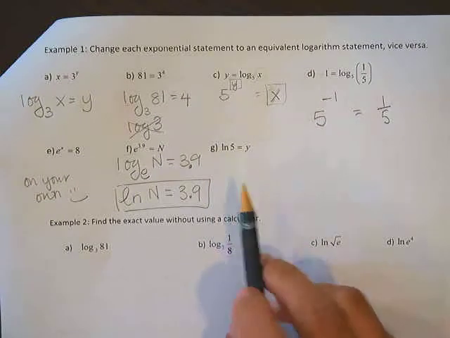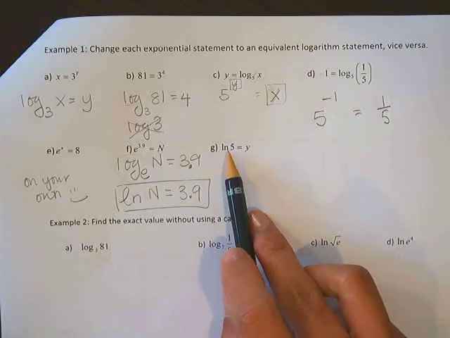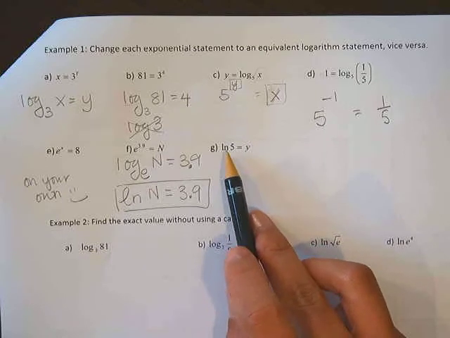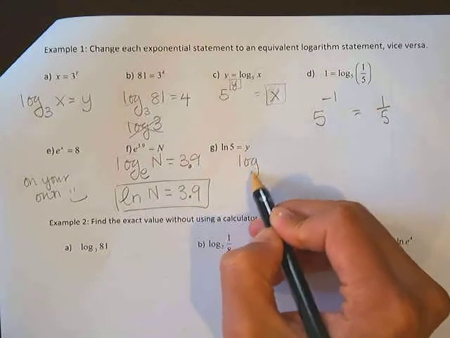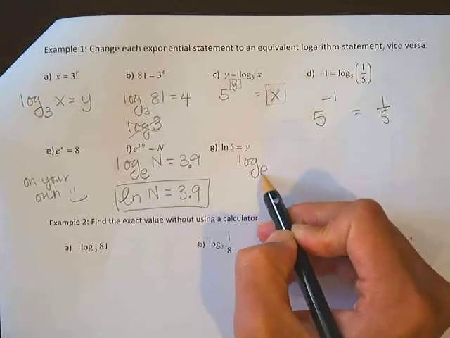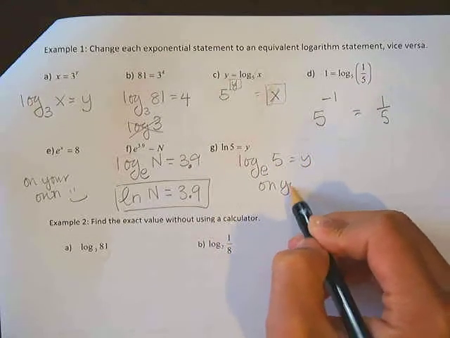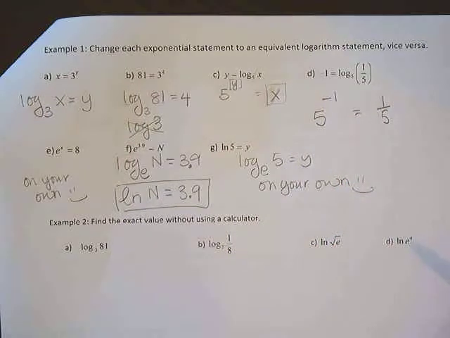All right, similarly to this, I want you to try this on your own. This is ln of 5 equals y. So think about ln of 5. What is that log base of? So I'm going to even write this out. ln is log base e of 5 equals y. So I want you to write it back in exponential form. Please do these two on your own.